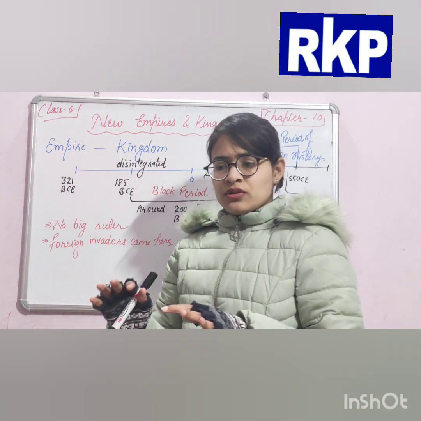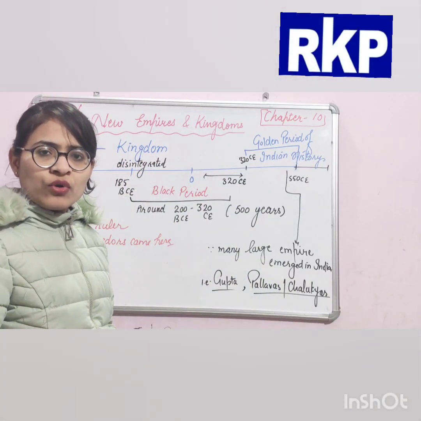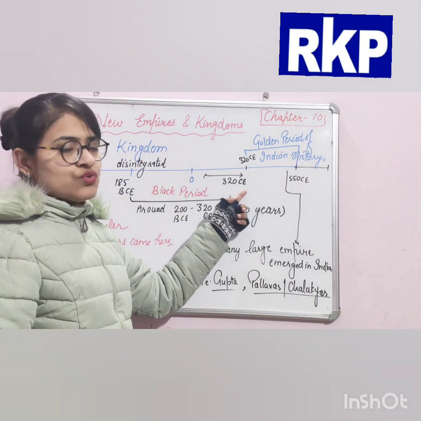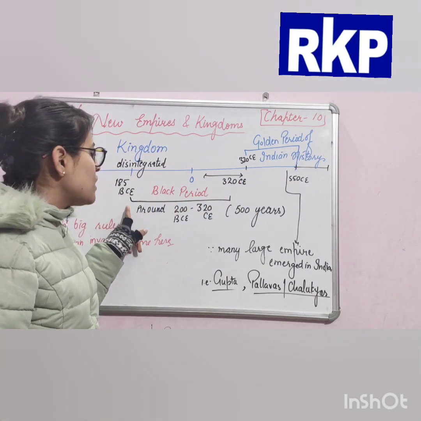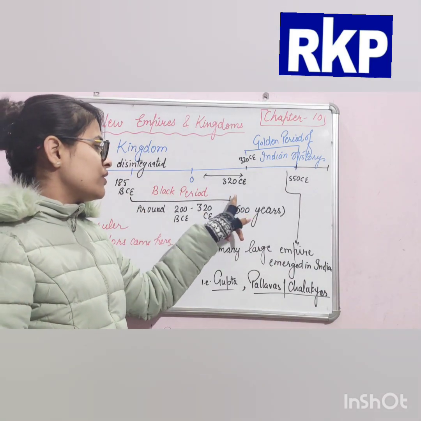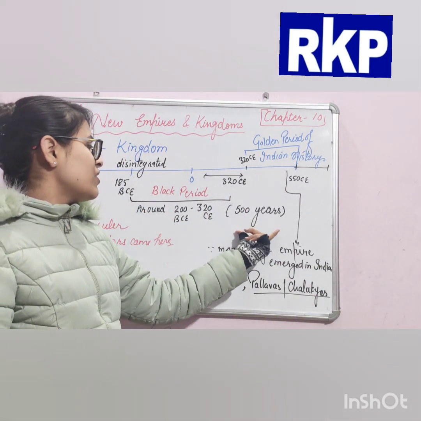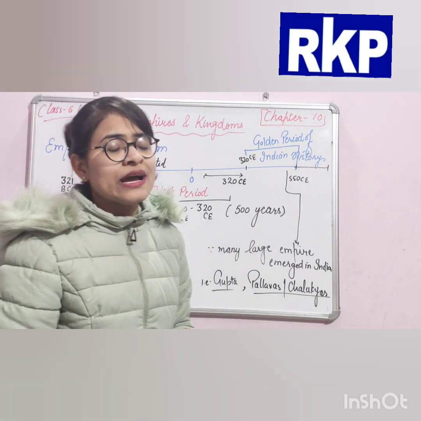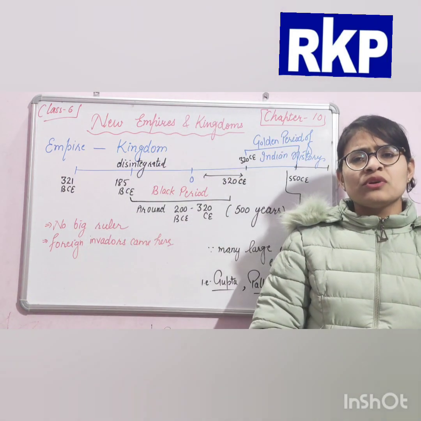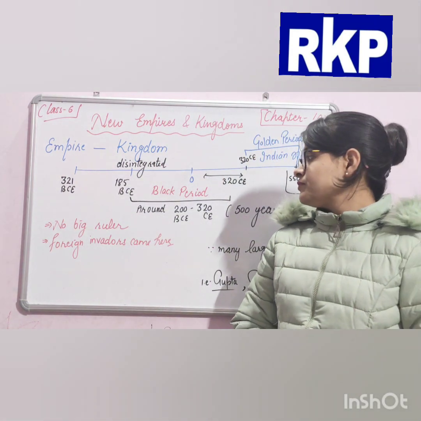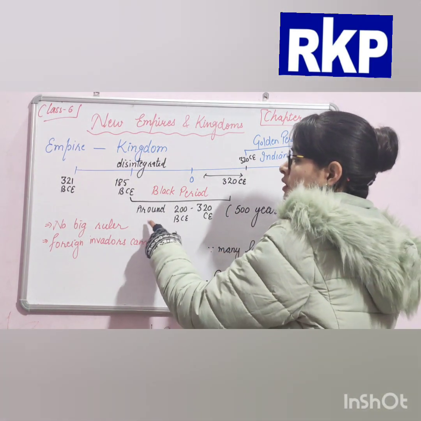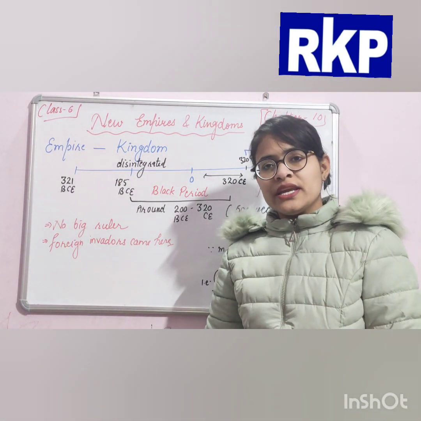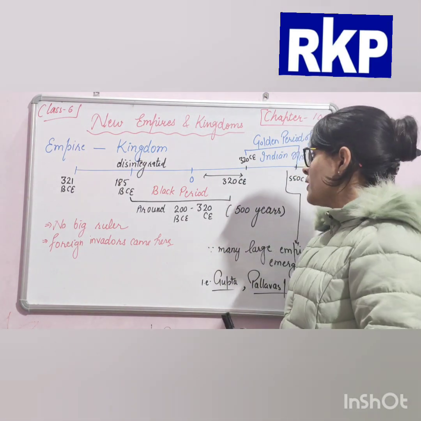And after 0, the time was going forward. So after 0, 1, 2, 3, 4, 5, like this, from 0 to 320 CE. So we can say around 200 BCE to 320 CE, meaning around 500 years, this time period was known as the Dark Period, because at that time no such big ruler ruled in our country, and because of foreign invaders, they attacked here.